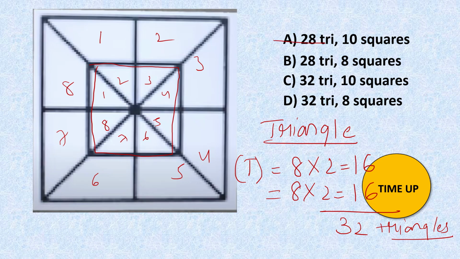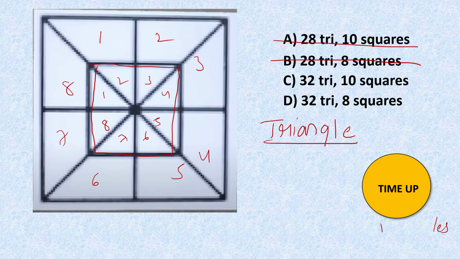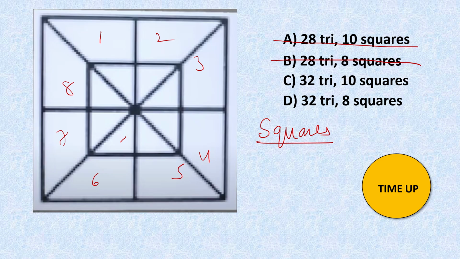Okay. So option A and option B are eliminated. Directly you can eliminate because 28 triangles are there. And in C and D option, you have 32 triangles. So now there is a fight between C and D option. Okay. So now we will see how many squares are there. Triangles we found out. 32 triangles are there. Now we will go to squares, because in the question they have asked you to find out both. So squares. Now how to find out squares? Count the squares now.